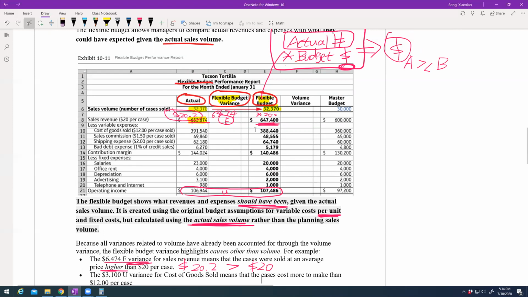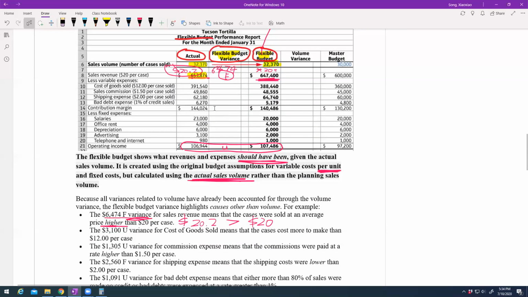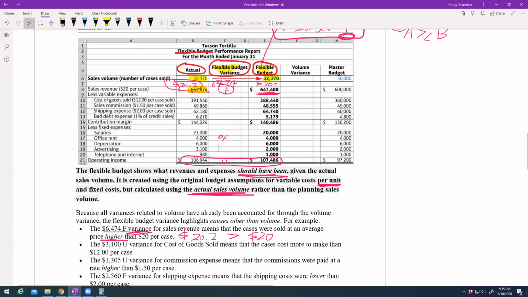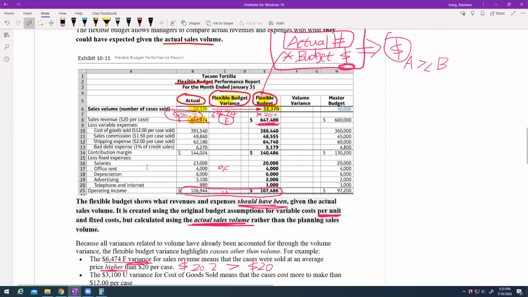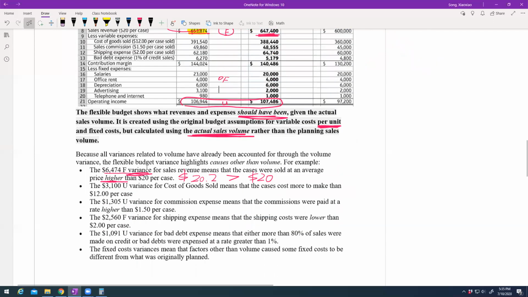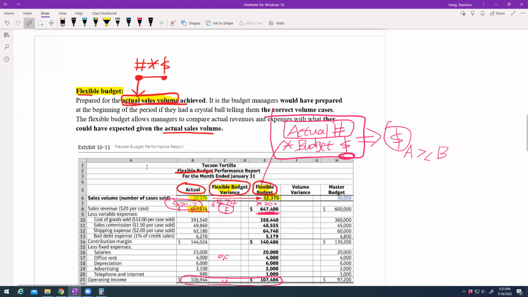Okay, so similarly for all the variable costs. And if this is the case, you can find out that some of these fixed expenses have zero variance, because no matter what your units are, your fixed costs are fixed. So if you have your actual and then your flexible budget, that will be zero variance. But I do not worry too much about the fixed cost. All I want you to know is to get the concept of what a flexible budget is.